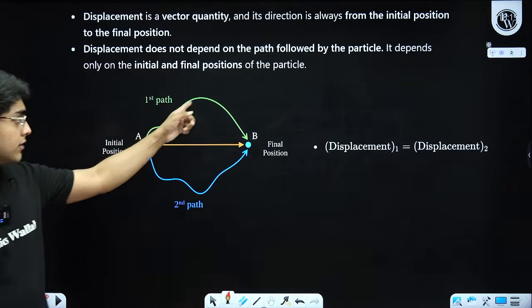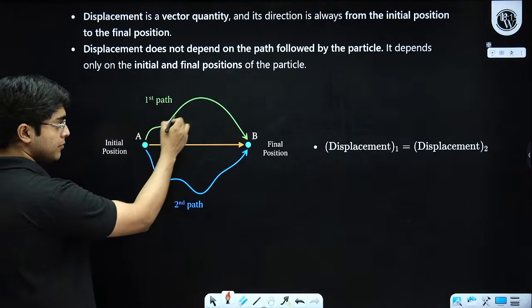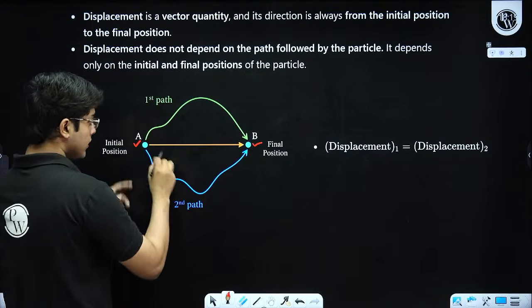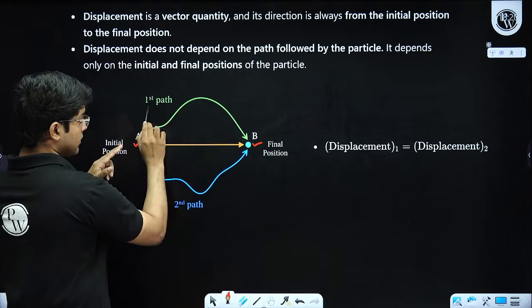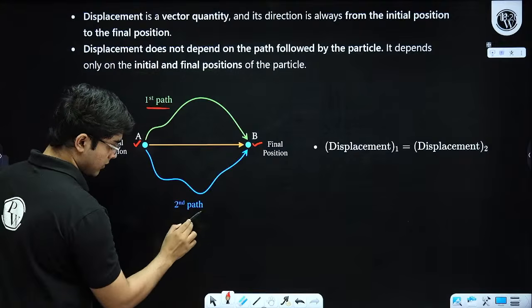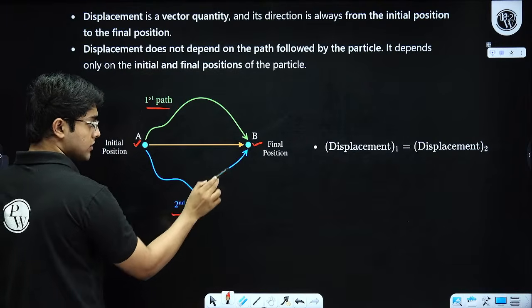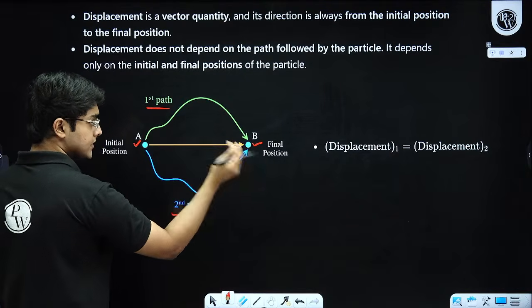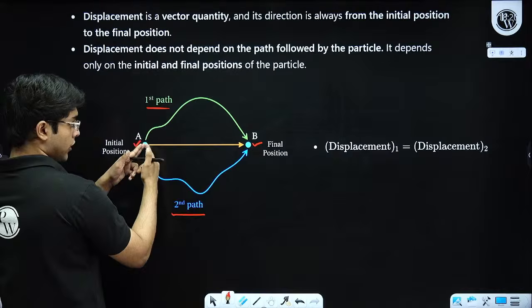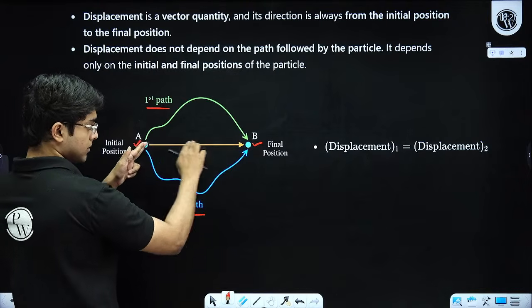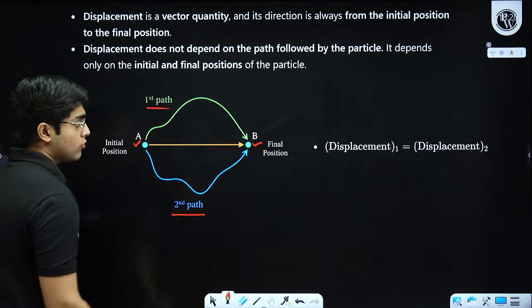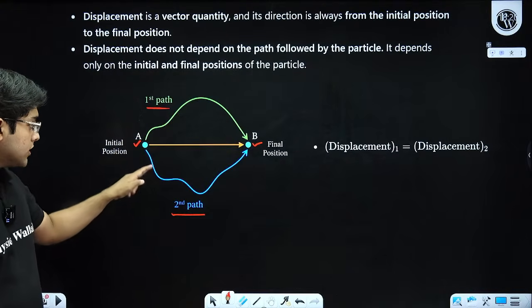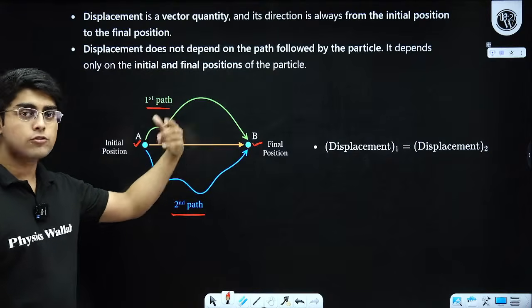So here we have another example, okay. It's the same fact itself. We are starting from this point A and we are going to this point B. So green path is path number 1 and the blue path is path number 2. In both these paths, initial point is A and final point is B. So as I said, displacement is simply an arrow joining the starting to the ending. So it will be simply this arrow, okay. So if I ask you what is the displacement in the first path and what is the displacement in the second path, both will be the same, okay.